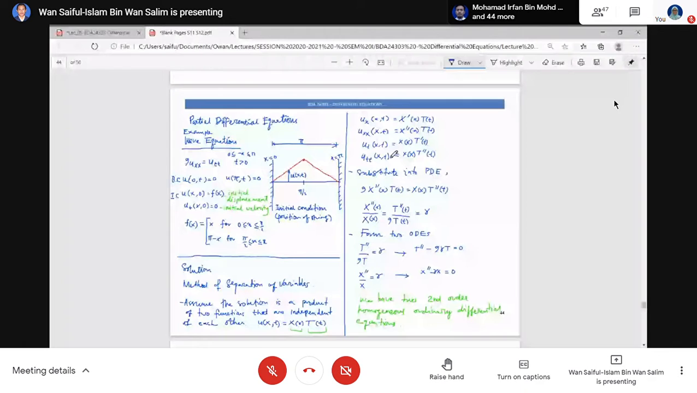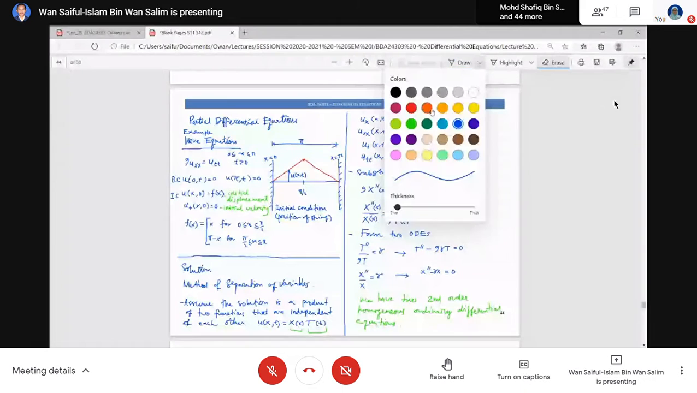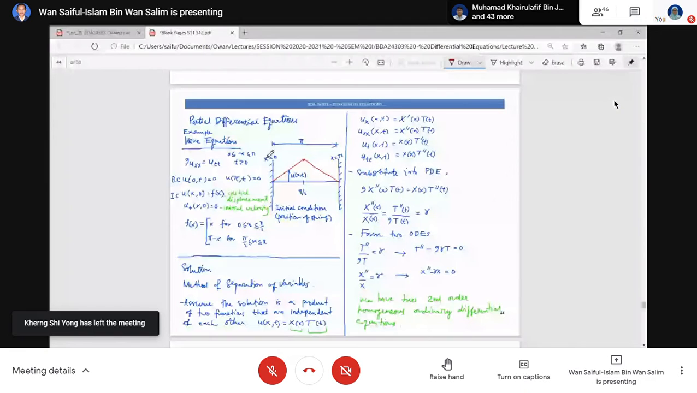Right, and substitute these values into our PDE. So we get 9 times u sub xx, which is 9 times x double prime t, equals x t double prime. All right, and now we separate. This is why it's called separation of variables. We separate the variables here, so we take x and its derivatives on one side, and t and its derivatives to the other side.